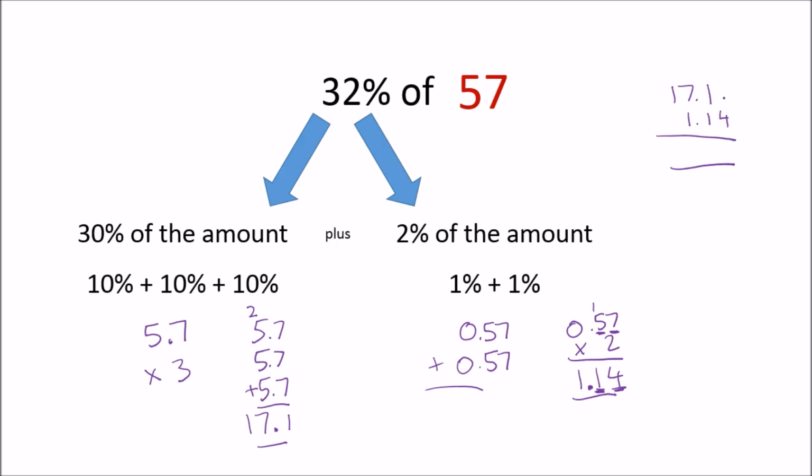Now you can put a 0 here, you can put a 0 there, but I've got them lined up nicely, so I'm just going to go 0 plus 4 is 4, 1 plus 1 is 2, 7 plus 1 is 8, and 1 plus 0 is 1, and line up the decimal point again. So my final answer is that 32% of 57 is 18.24.